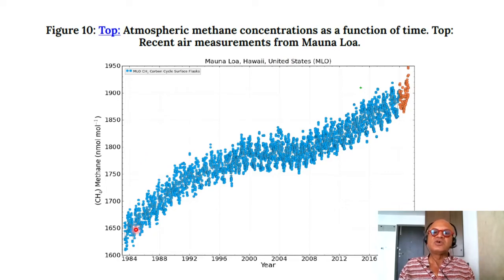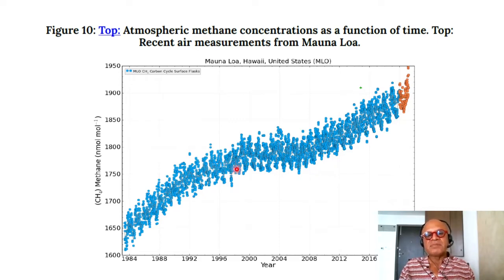So the CO2 measurement started in the 1950s by Charles Keeling, but the methane started much later. So another thing to remember is that methane is in nanomoles per mole or in parts per billion by volume, as opposed to CO2, which is parts per million by volume. And you can see that it also has this seasonal cycle that was seen in the CO2. We will look at it again.